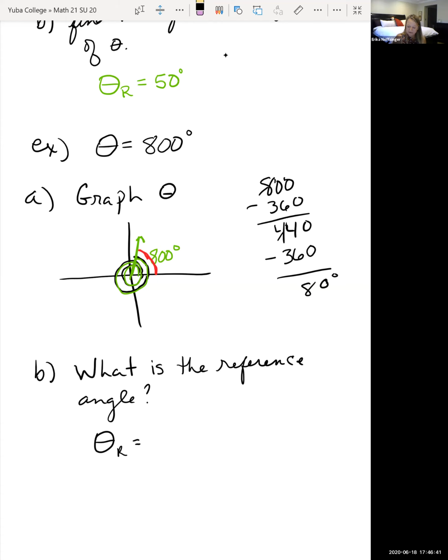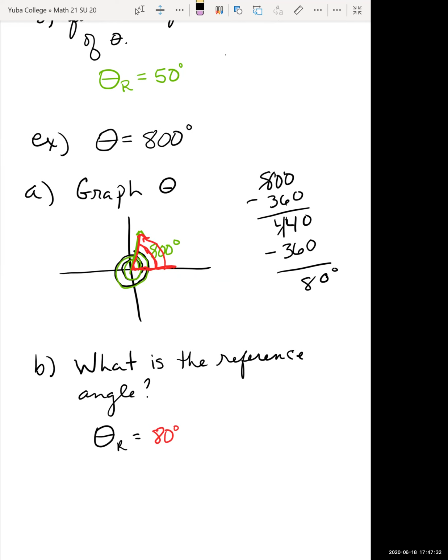Did I make a mistake in here? Okay, so the reference angle is going to be 80 degrees. So if I start at the initial side and go 80 degrees. Would it be 10 degrees? Is that what you're saying? It has to be with the x-axis, though. 10 degrees would get me up to the y-axis, and so it would be 80 degrees. Oh wait, I'm confused now.